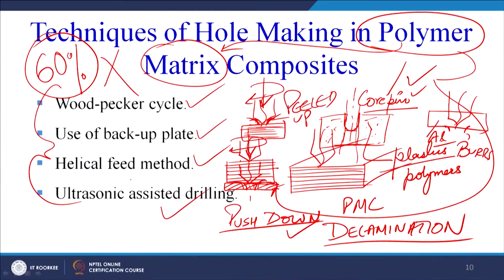So let us quickly see each one of these with the help of a diagram, but the major emphasis of developing all these strategies is to reduce the damage that takes place during hole making in polymer matrix composites, which is a special type of material which is used for the aircraft industry, but now it is being used for a lot of other applications also.